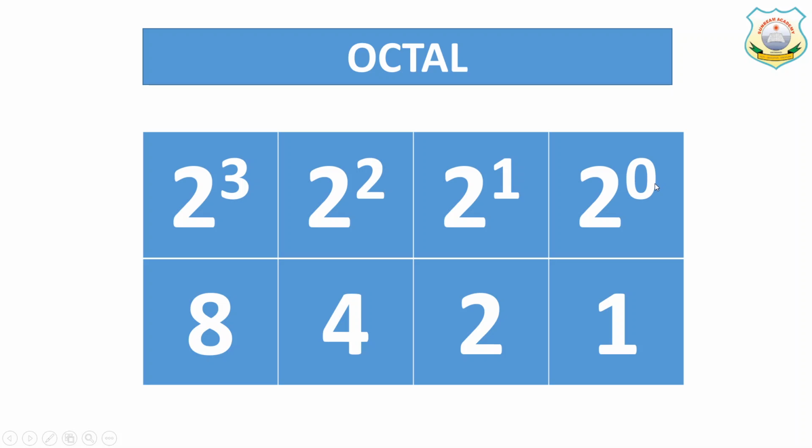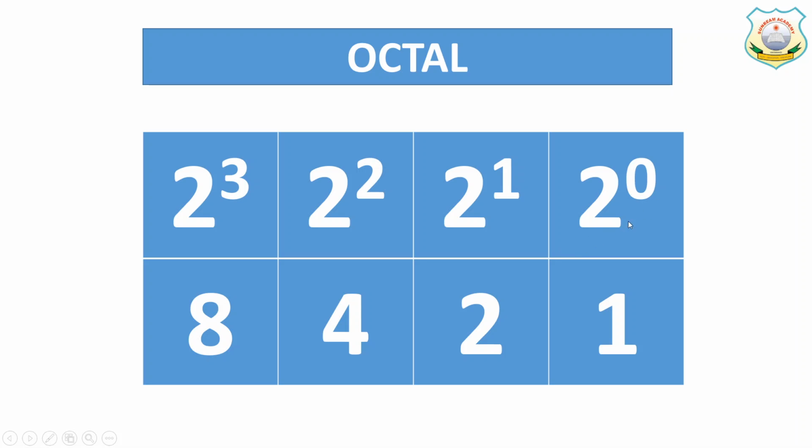So 2 raised to 0 is what? It is 1. That you should remember. We are learning this because we are going to understand the octal and hexadecimal number systems, and how the conversions are also very easy. If you want to convert a decimal into binary, the procedure is to keep on dividing by 2, consecutive division. But with this particular technique also, we can easily convert a decimal into binary.